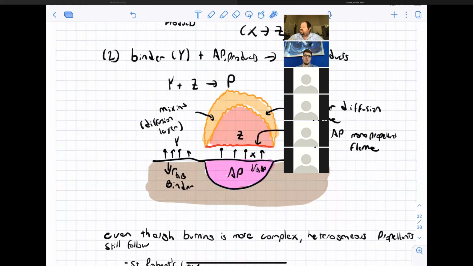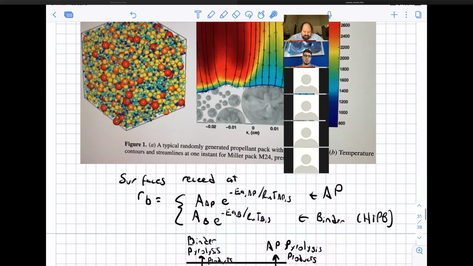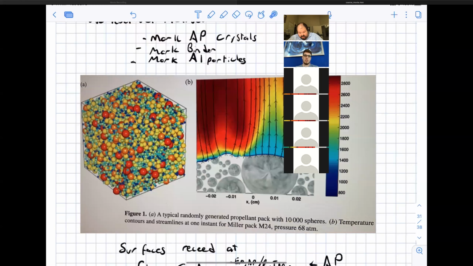It can be an inverse flame depending on the relative size of the gaps between the AP crystals. So the structure gets really complicated, but in reality, all this is occurring at the same time on all these little AP crystal surfaces and the binder pyrolysis surfaces. So this stuff gets very, very complex. And so in this picture here, you could almost consider this little line here being the initial reaction zone for the AP pyrolysis combustion products.